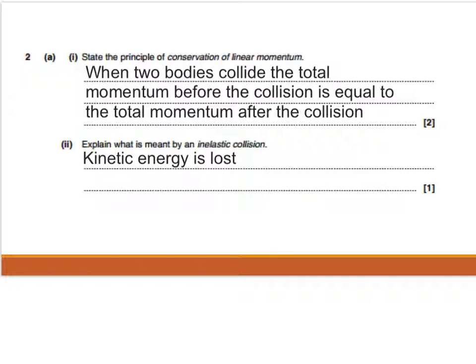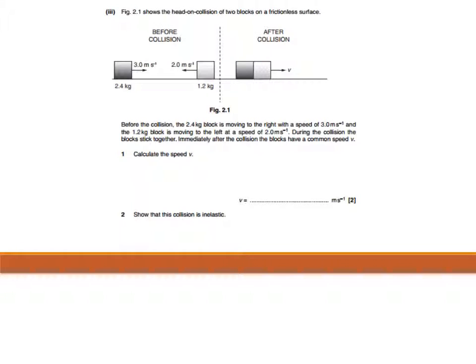Next, we have to say what an inelastic collision is, so that's quite simply kinetic energy is lost, because kinetic energy isn't conserved. So now we have to actually do some sums with momentum. We've got these two blocks moving towards each other, and they stick together and then move off with an unknown speed, which we need to find.